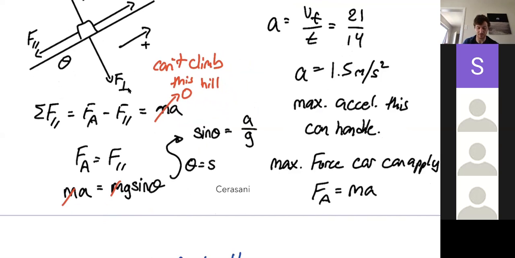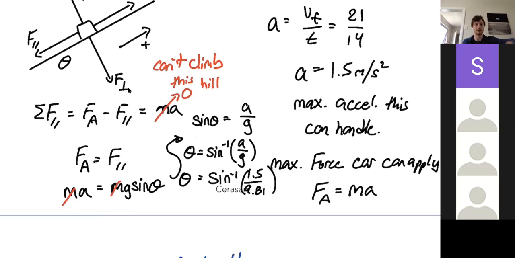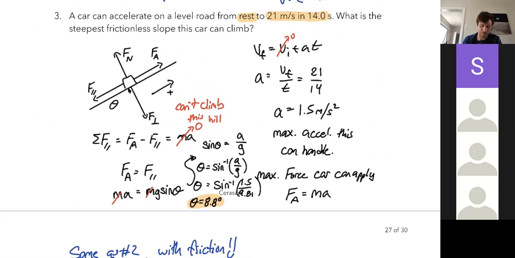Take the sine inverse of A over G, which is going to be the sine inverse of 1.5 over 9.81. You plug that into your calculator, and you should get an angle of 8.8 degrees. That is as steep of an incline as this car can climb based on how much power this car has.